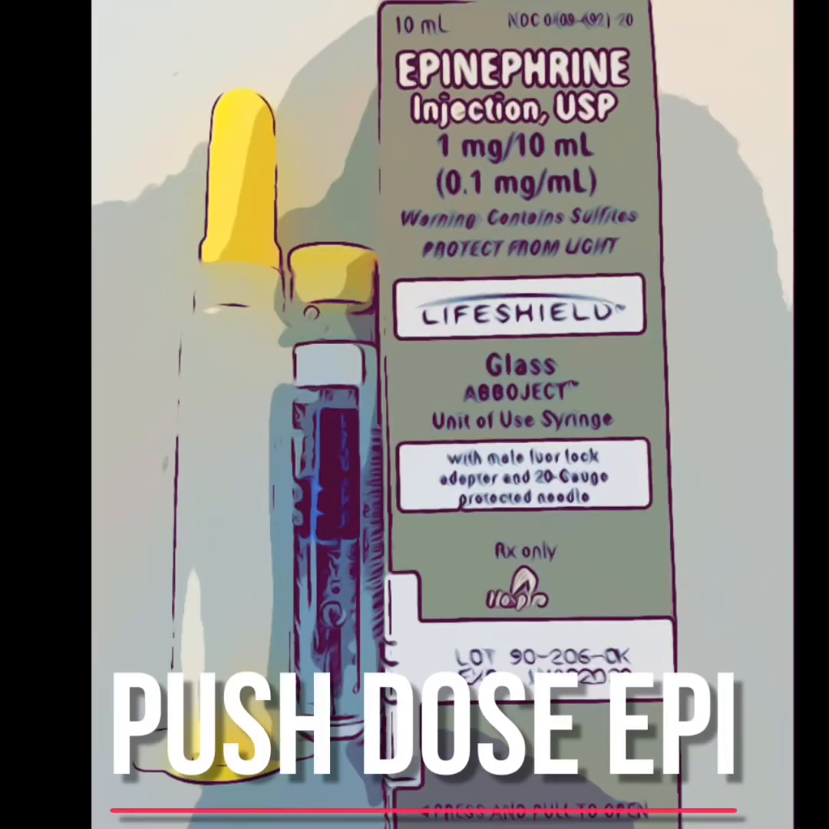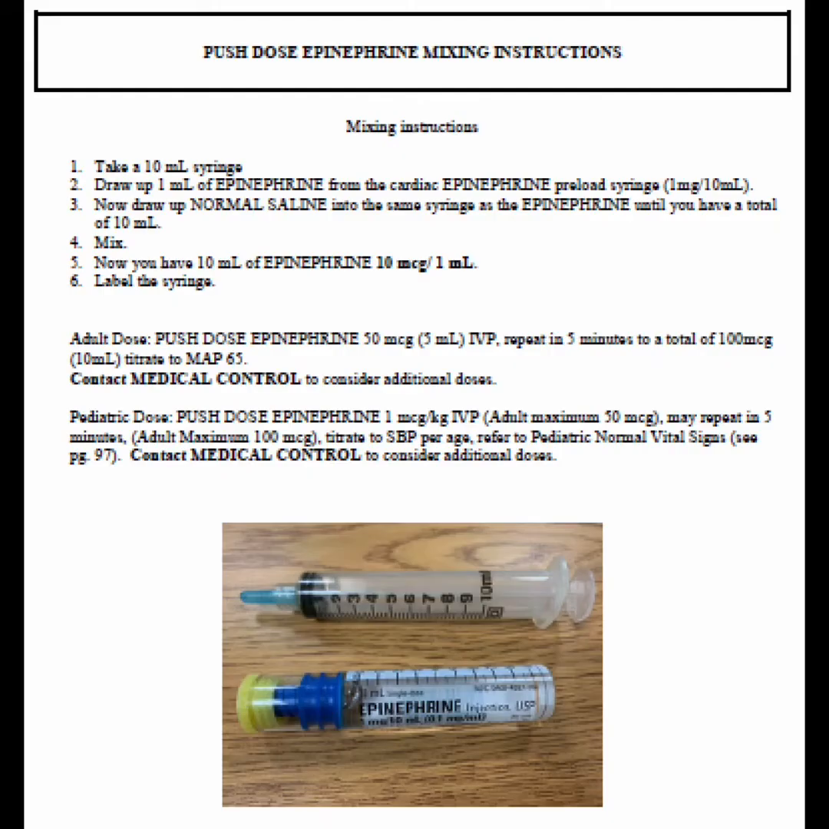All right, everybody, so after our Epi is all constituted, our next thing is to go ahead and administer. So our first dose is going to be, again, that 50 micrograms or 5 mL. So you're going to give half of your syringe IV push. If you are out on a call and can't remember how to draw up your Push Dose Epi, please remember that the instructions are all written down for you in the back of your protocols under this Push Dose epinephrine mixing instructions page.